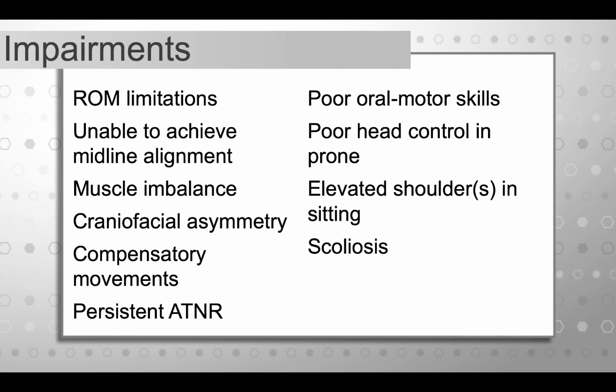We may see muscle imbalances, craniofacial asymmetries can develop, as we discussed earlier, compensatory movements, a persistent asymmetrical tonic neck reflex. So again, because baby's always over to that side, we might see that persistent ATNR, particularly to one side. This can also impact their ability to feed and oral motor skills.